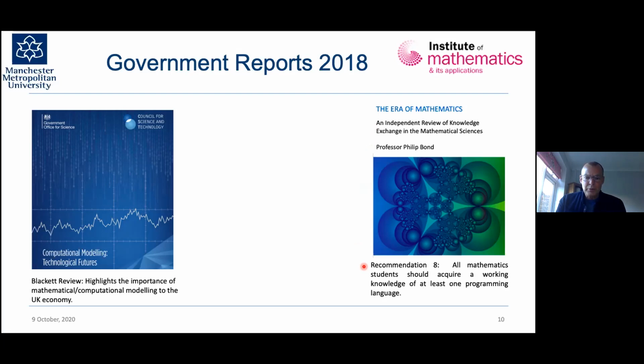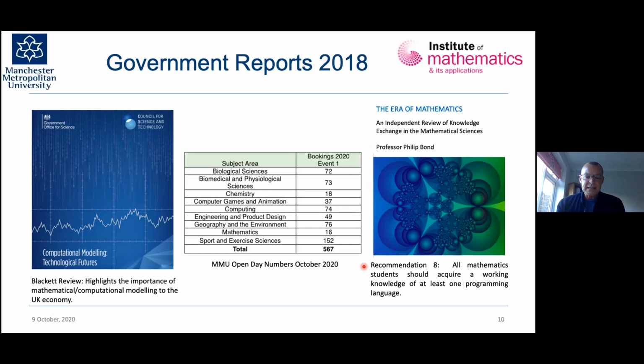Okay, I think you'll all be surprised by this next piece of information. So as I say, at MMU, we have 38,000 students. In October, we've arranged some open days, where prospective students come and have a look, well, virtually around the university. And just lately, these numbers are typical of the numbers of students we're getting in for these courses. So you notice we've got 72 students coming in for biology, 73 students coming in for biomedical and physiological sciences.